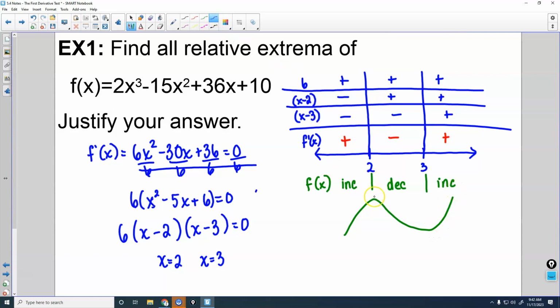So, what are we going to have right here at x equals 2? We will have a relative maximum. And right here, we switch from decreasing to increasing, so we will have a relative minimum.